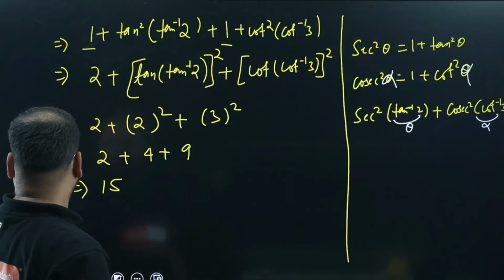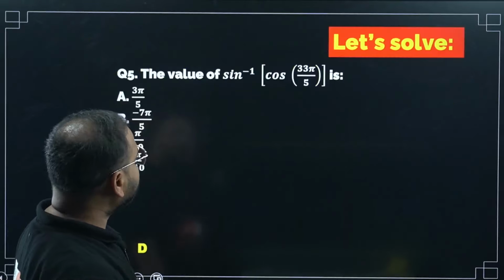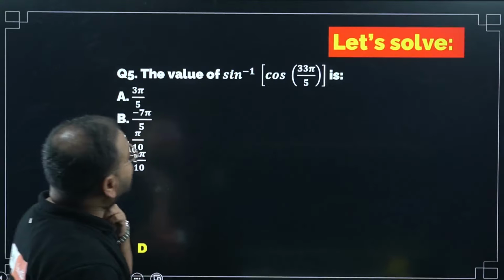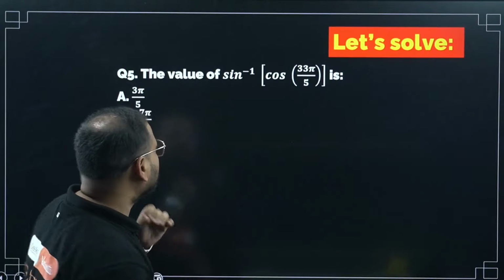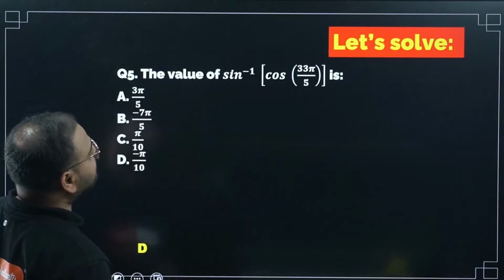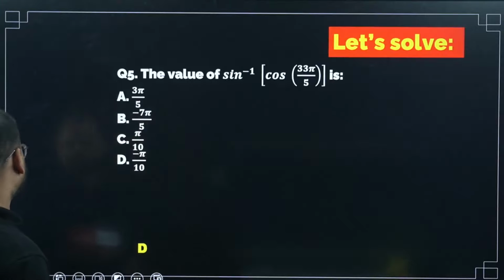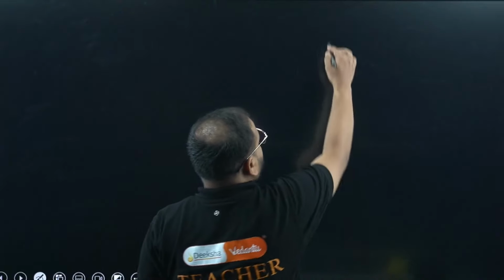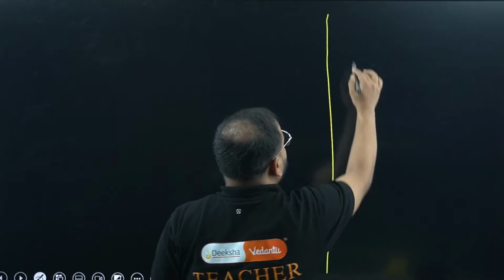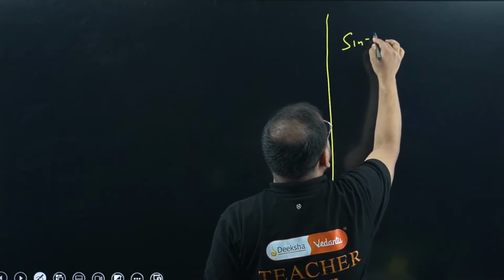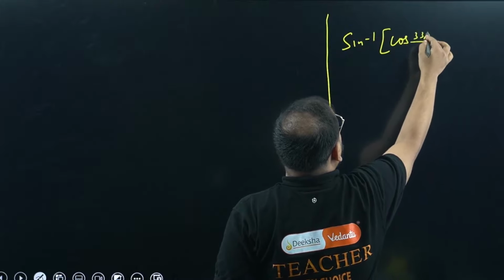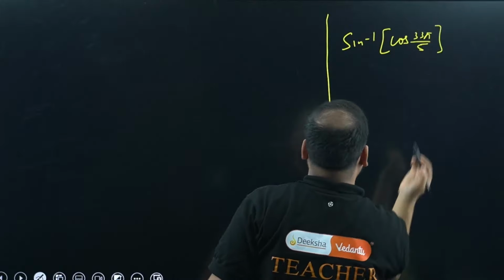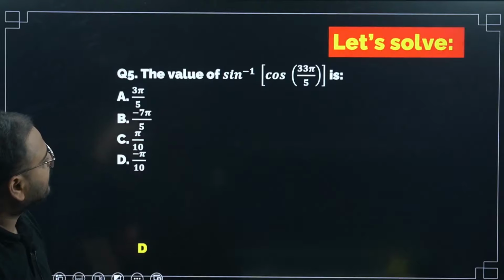Okay, moving on. Question number 5. So what is the question given? Sine inverse of cos 33 pi by 5. Looks difficult, sir. Let's write the question. Sine inverse of cos 33 pi by 5. That's the question.